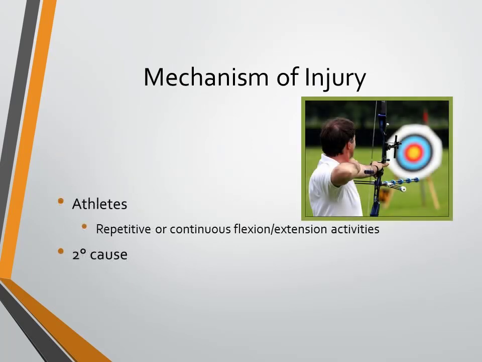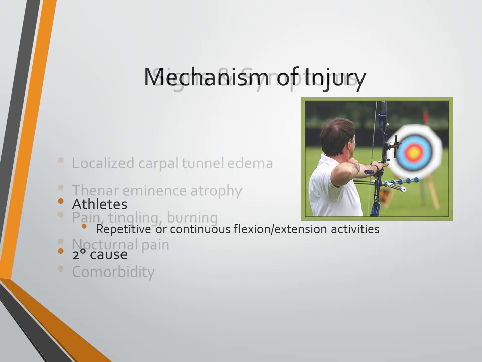In athletes, this is going to occur in repetitive or continuous flexion extension activities, such as cycling, throwing sports, racket sports, archery, or gymnastics. A secondary cause for carpal tunnel syndrome is pregnancy because of the distal extremity edema that occurs with it, diabetes, or rheumatoid arthritis.